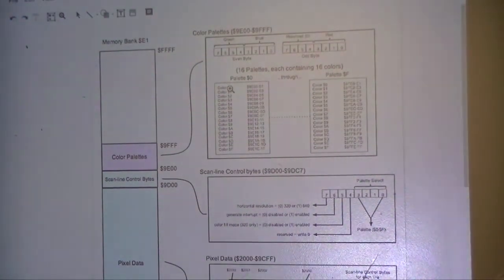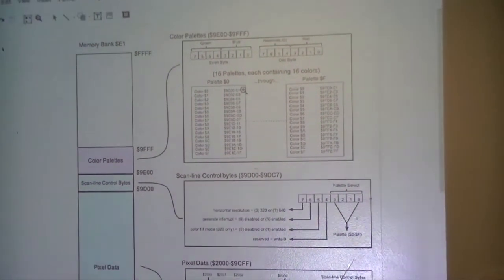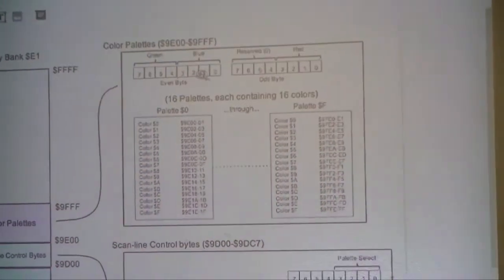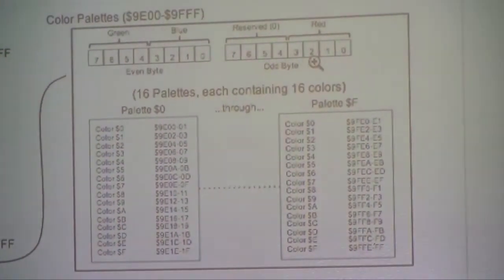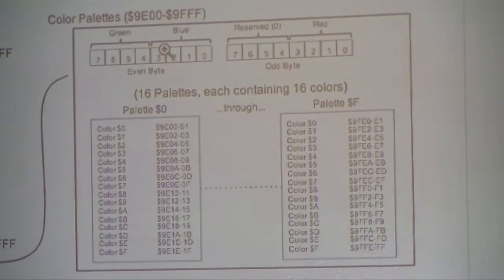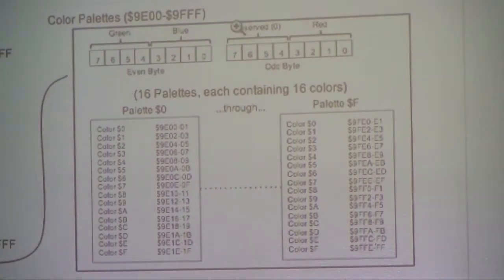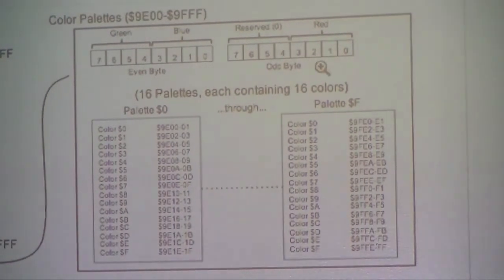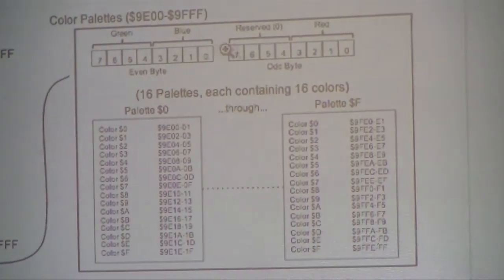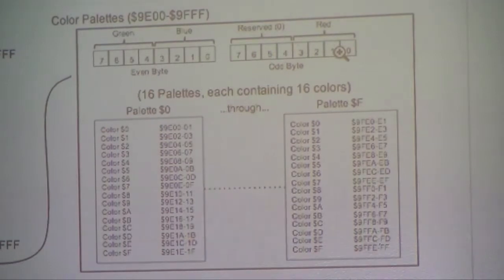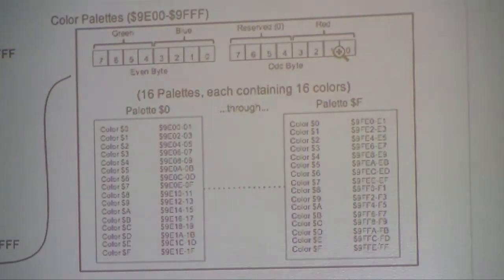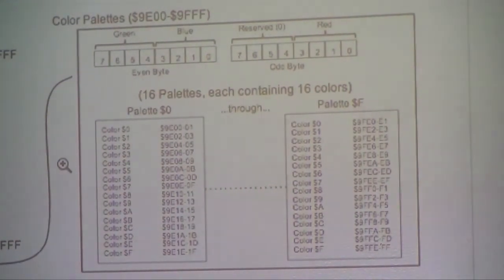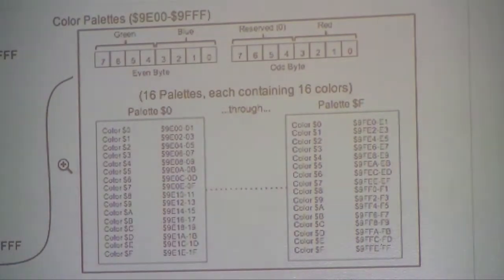And then the palettes themselves look like this. There are 16 of them. Each one has 16 colors, and the color is a word. It's 2 bytes long. So you've got green, blue, this one is always set to 0, and then red. So if I stored FF0F, that would be the color white, if you think about the sort of hexadecimal colors that you would see on a web page or something.